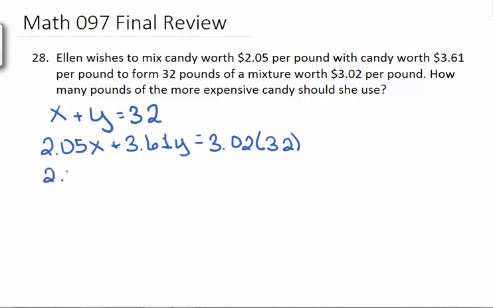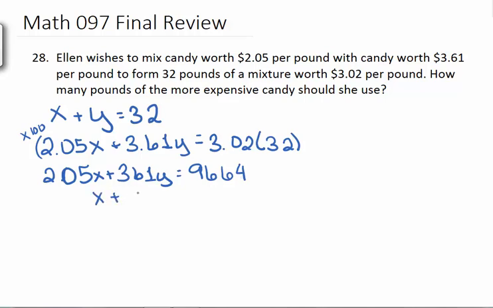So I'm going to go ahead and simplify this. Actually, I'm going to go ahead and multiply it by 100 as well to get rid of the decimal. So I have 205x plus 361y is equal to 3.02 times 32 times 100, which is 9664. I'm going to go ahead and rewrite the first equation underneath the second one, just to make things simple and organized.